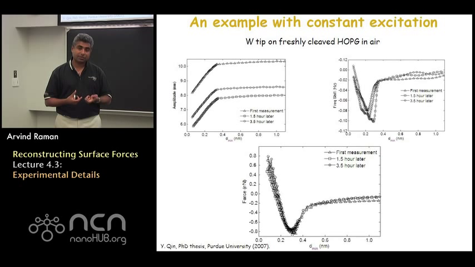What lends confidence to the method is the fact that the data were collected for three different free, or unconstrained, oscillation amplitudes. At the end of the day, the interaction forces that you get out of each of those three curves still fall on the same curve, as shown on the very bottom here. So this is how one would actually implement, with the tuning fork, the reconstruction of tip-sample interaction forces.